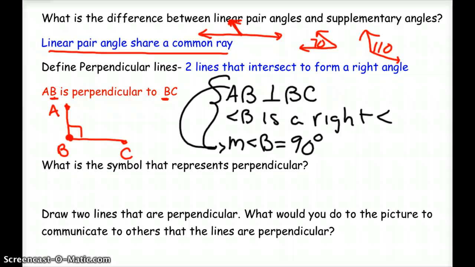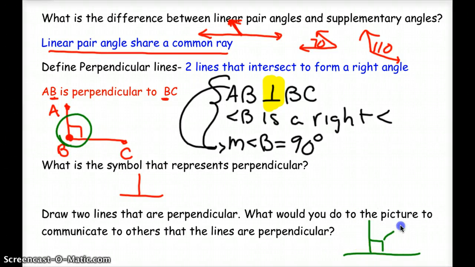What is the symbol that represents perpendicular? I already did that right here. That means perpendicular. Draw two lines that are perpendicular. What would you do to the picture to communicate to others that the lines are perpendicular? And we've already done that right here, people. We make a right angle marking. So if I have perpendicular lines, I'm going to do a right angle marking. And right angles then are 90 degrees.